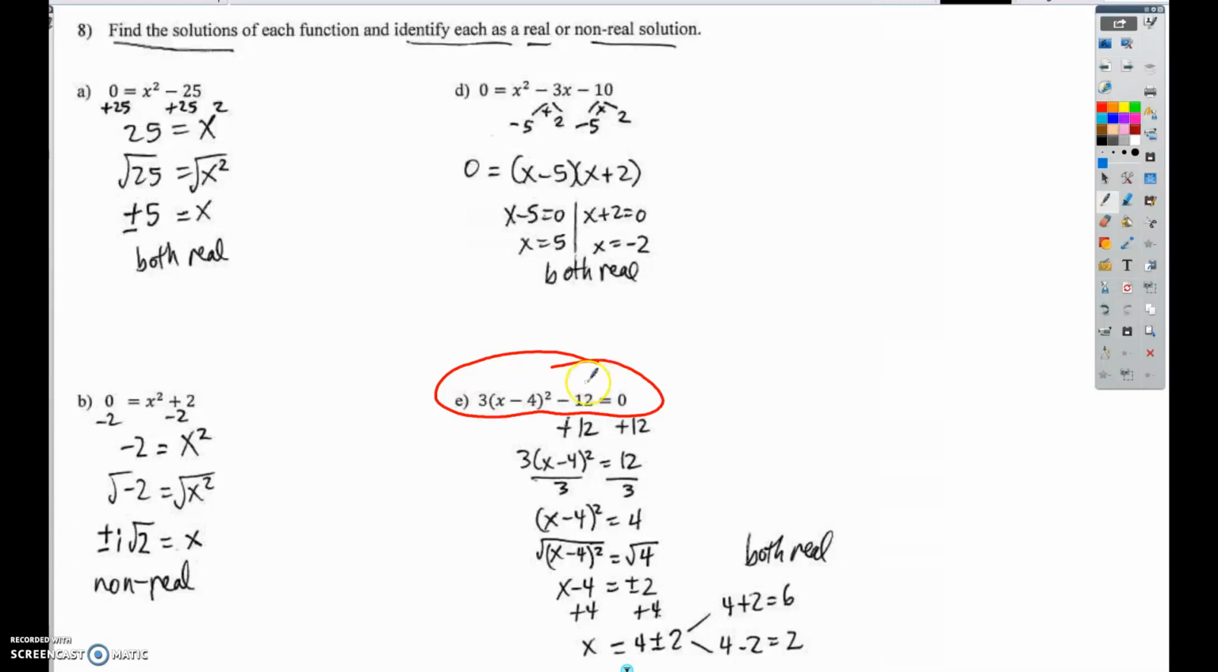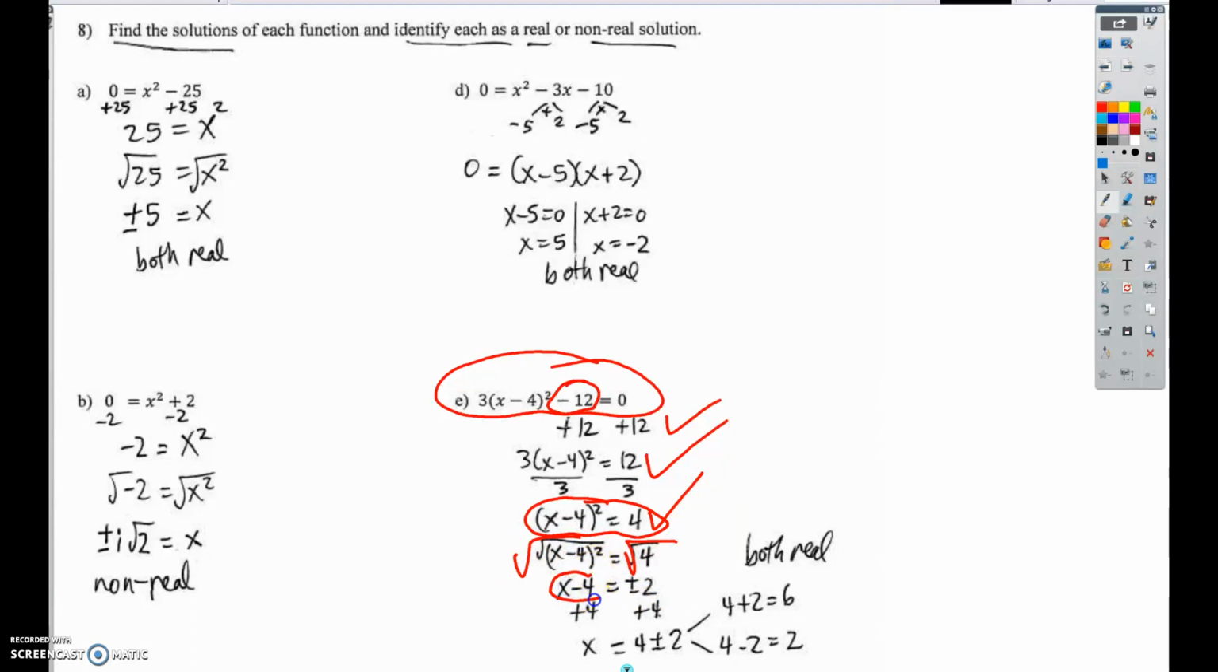I do that first by peeling away the furthest number from x, that is negative 12. To move it to the right, I'm going to add 12 to both sides. So now I have 12 equals 3 times x minus 4 squared. Dividing both sides by 3 finally gets x minus 4 squared by itself, and 12 divided by 3 is 4. To get rid of a square, I do square root of both sides.